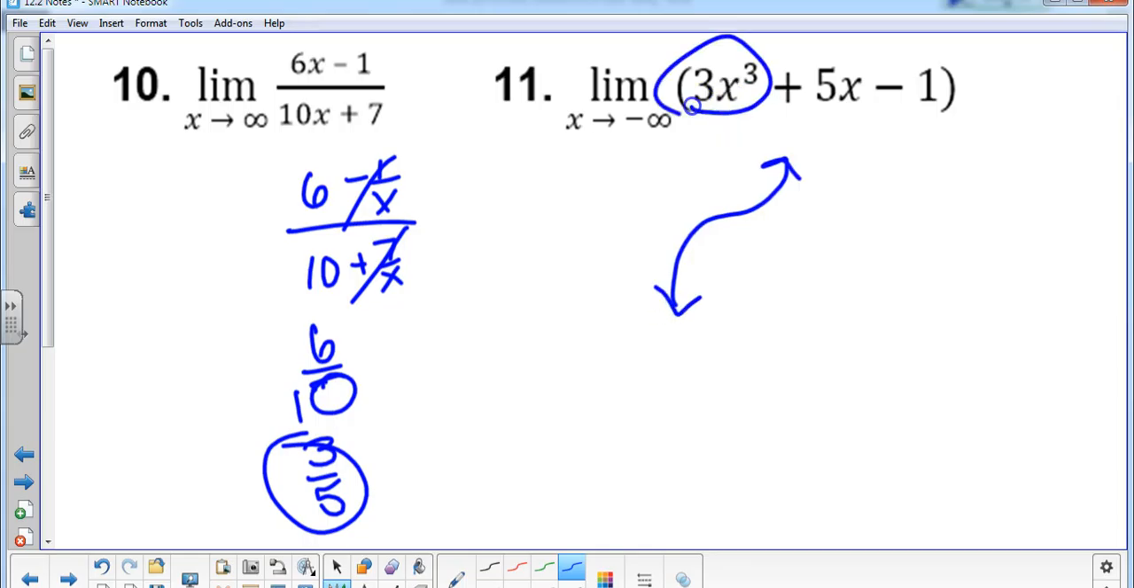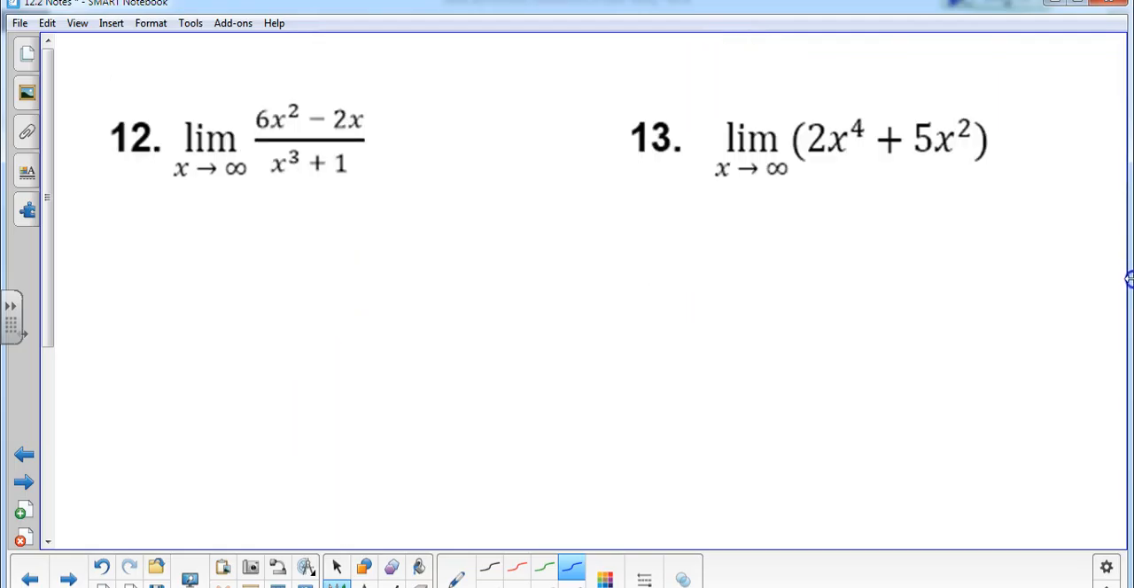This has a positive leading coefficient. It asks about left behavior, so it is going to be a limit of negative infinity. Is there such a thing as limit of negative infinity? No, means does not exist. It's decreasing without bound. Okay.